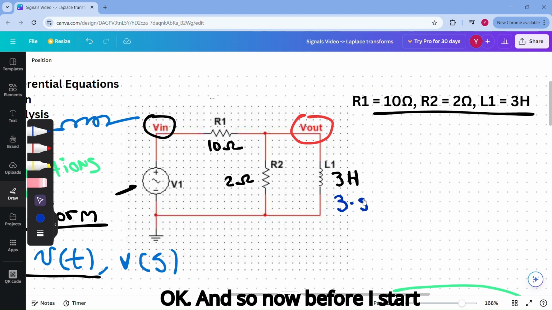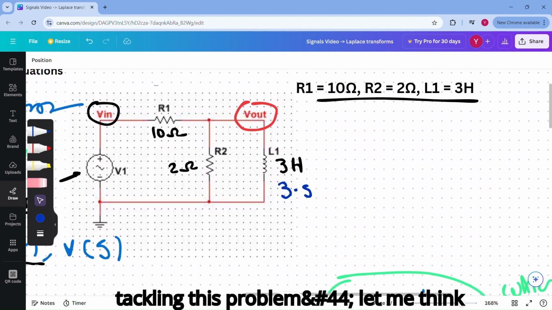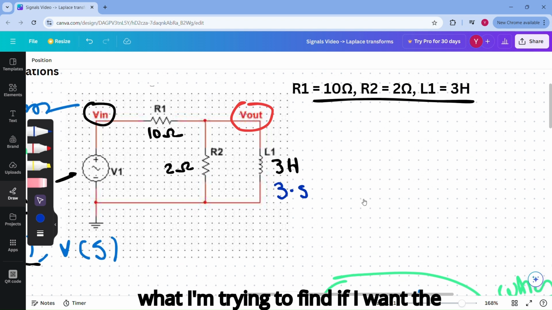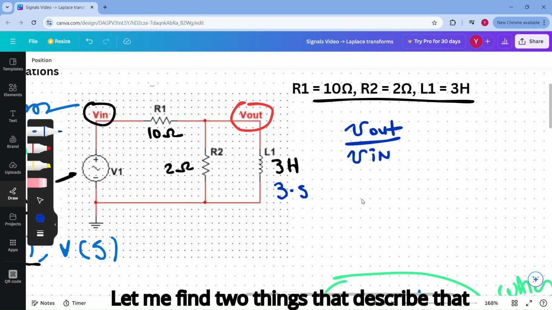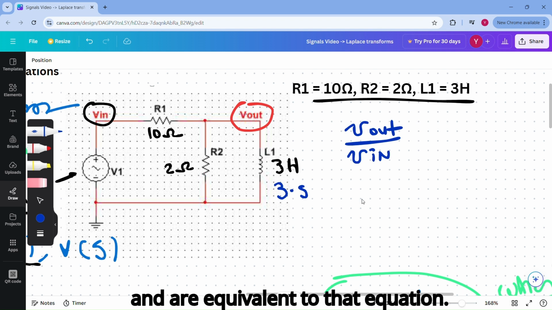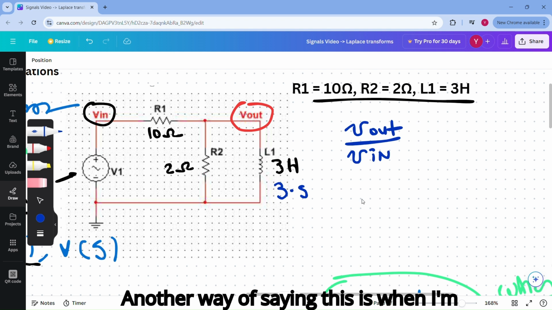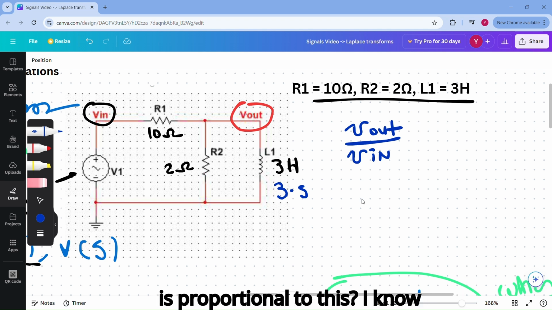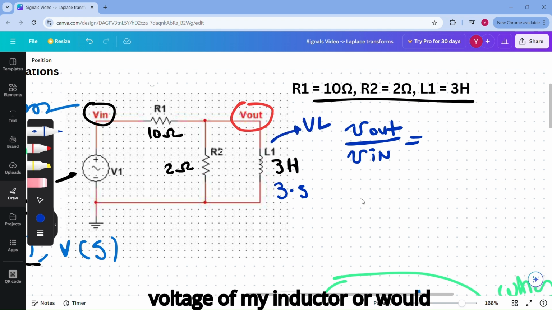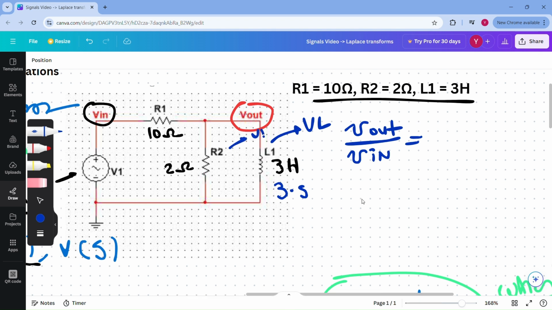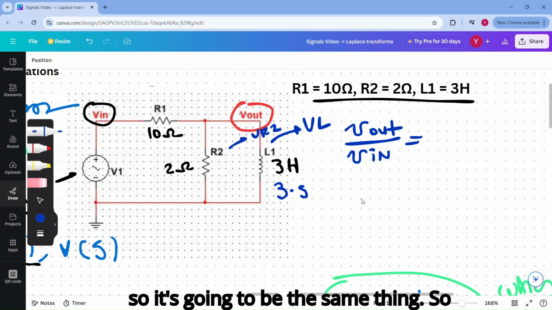Okay. And so now, before I start tackling this problem, let me think what I'm trying to find. If I want the gain, or the ratio of Vout over Vin, let me find two things that describe that and are equivalent to that equation. Another way of saying this is, when I'm working in circuits, what do I know is proportional to this? I know that the voltage out, in this case, will be the voltage of my inductor, or it would also be the voltage of my resistor. And those two are both in parallel, so it's going to be the same thing.